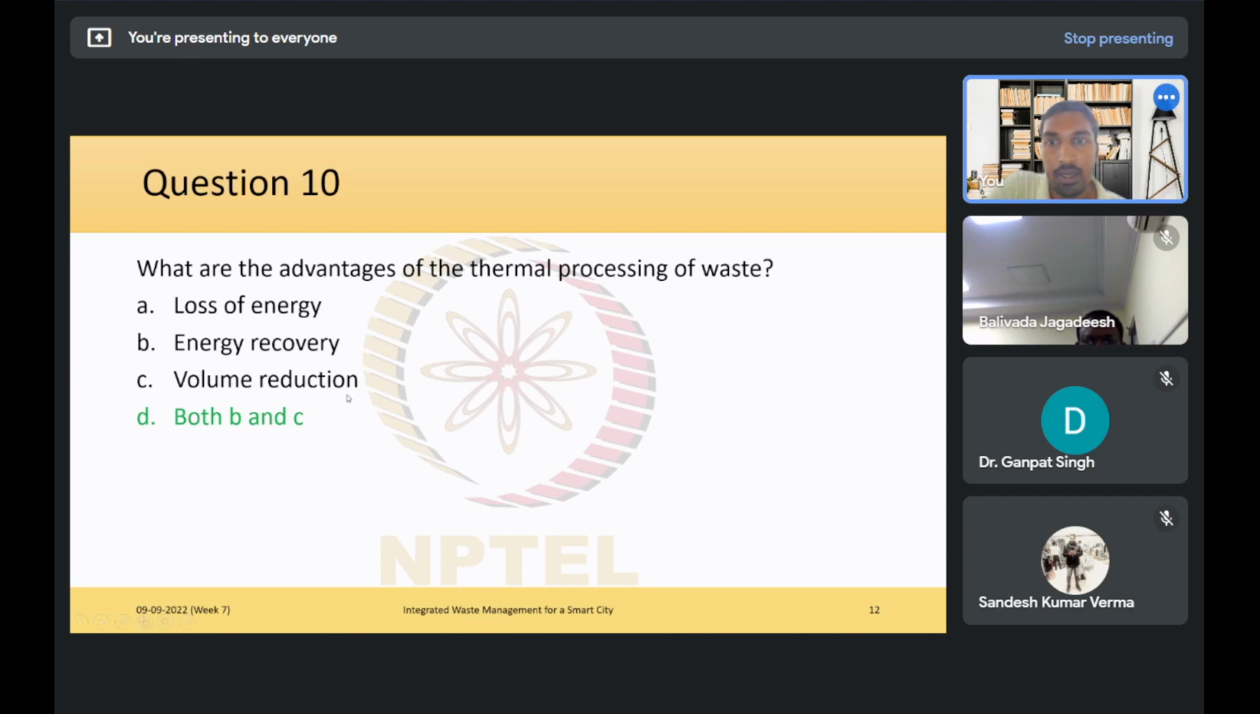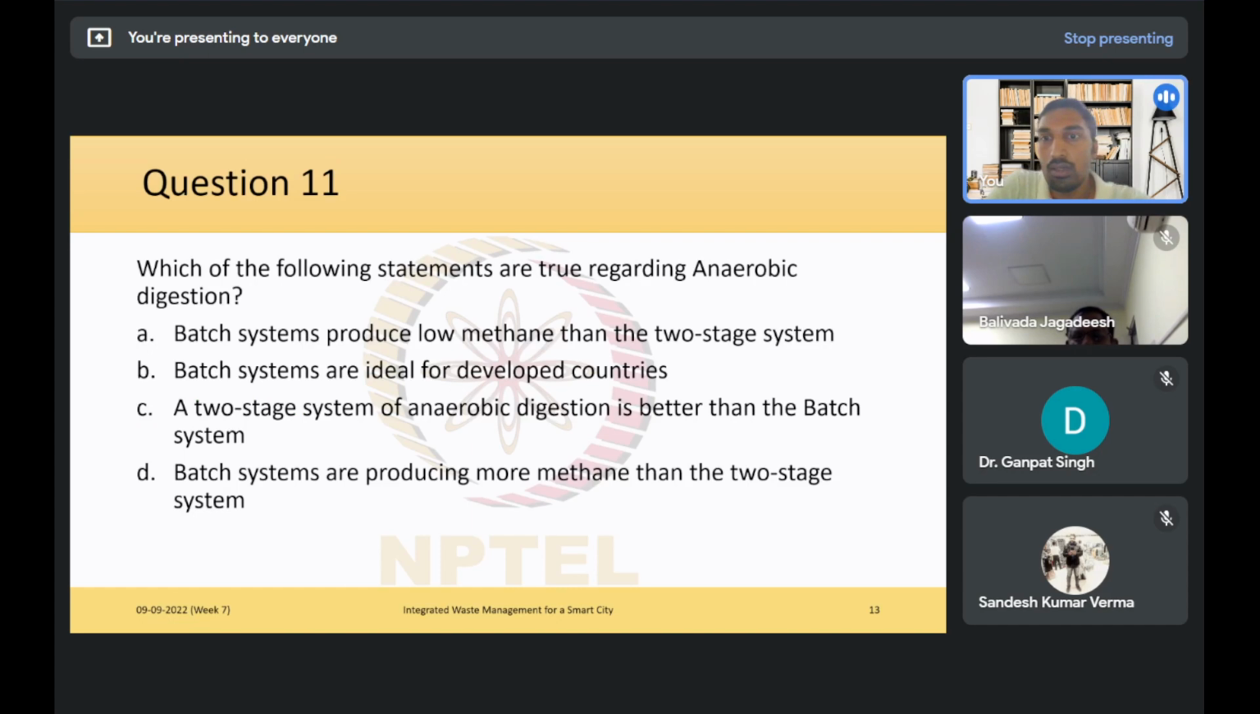So when we use high calorific waste, we can derive energy out of it, and this energy can be used for other processes such as generation of electricity or heating of homes or whatever it is. So we could do that as well. So both energy recovery as well as volume reduction are advantages that we get out of the thermal processing of wastes. Okay. Moving on to question number 11, which of the following statements are true regarding the anaerobic digestion?